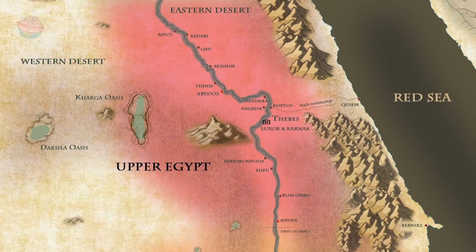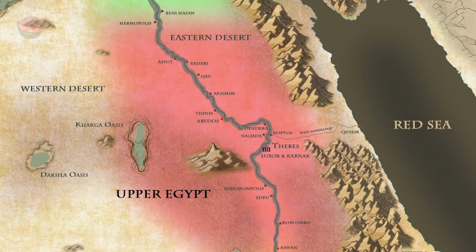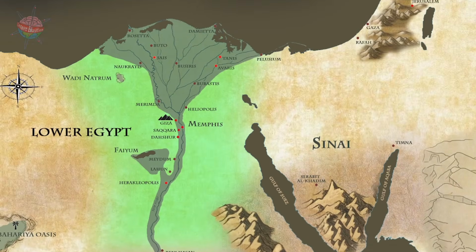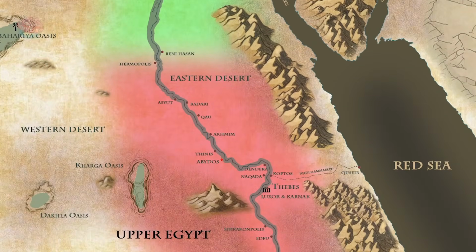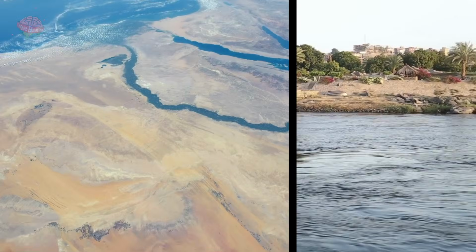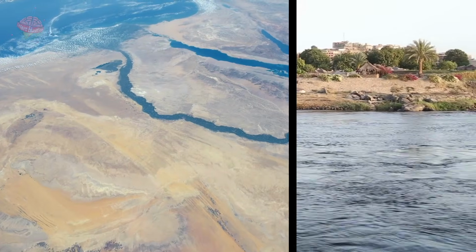Ancient Egyptians divided the land into two kingdoms, the Upper Kingdom and the Lower Kingdom, Upper Egypt and Lower Egypt. Upper Egypt was actually to the south, and Lower Egypt was to the north, so don't let this catch you out. The river Nile cuts down the middle of Egypt.